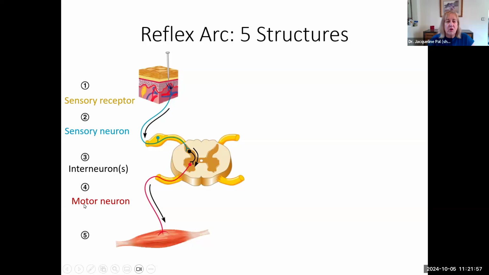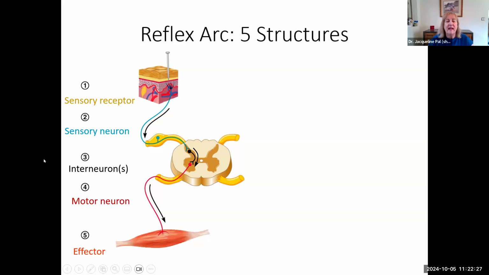The fourth structure is going to be a motor neuron in red. So we see the cell body of the motor neuron is still within the spinal cord. Okay. But notice that the axon exits the spinal cord. So most of that neuron is in the peripheral nervous system. And then the axon terminal takes it all the way to the effector organ. That's where that final synapse is going to be located.